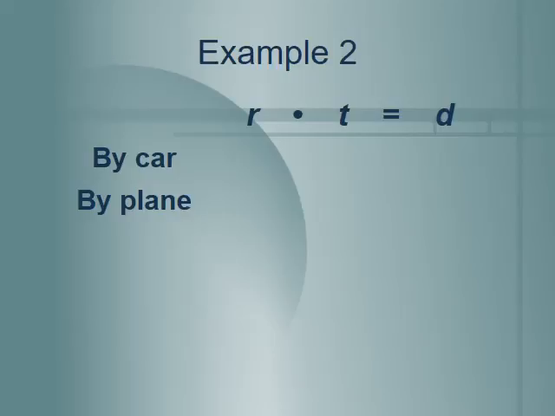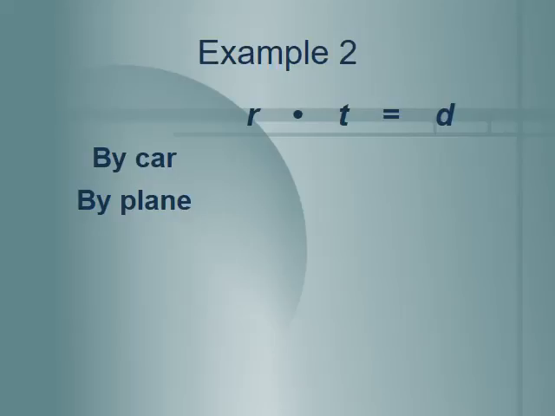Let's look at example 2 now. Go ahead and read along. It's on page 561. When Lisa flies home for Christmas, her flight time is 12.5 hours shorter than the time it would take her to drive the 780 miles. If the plane's average speed is 6 times the average speed of a car, find both speeds.